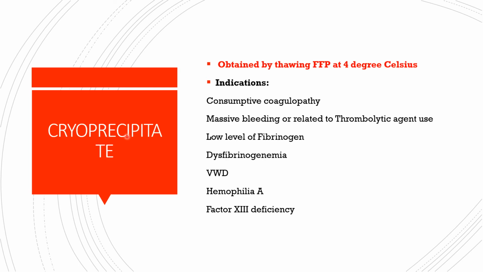Now, cryoprecipitate. We can obtain cryoprecipitate after thawing fresh frozen plasma and keeping it at 4 degrees Celsius. What are the possible indications for cryoprecipitate? Number 1, consumptive coagulopathy. 2, massive bleeding or bleeding related to the use of thrombolytic agents. An example of a thrombolytic agent here would be recombinant tissue plasminogen activator. Also, when we are faced with low levels of fibrinogen or dysfibrinogenemia. In the face of von Willebrand disease or hemophilia A, also in factor 13 deficiency.